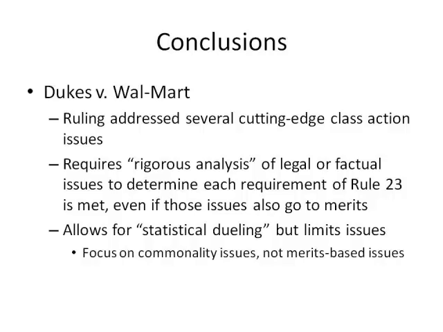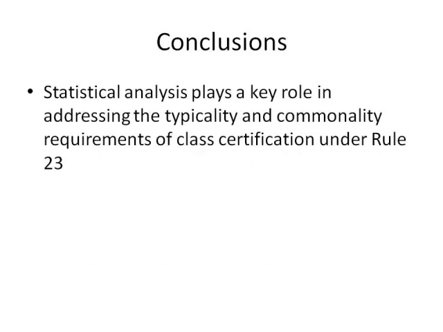The ruling requires rigorous analysis of legal or factual issues to determine whether or not each requirement of Rule 23 is met, even if those issues also go to the merits. The ruling allows for statistical dueling, but limits the issues over which that battle can take place. The focus should be on commonality issues and not on merits-based issues. Statistical analysis plays a key role in addressing the typicality and commonality requirements of class certification under Rule 23.